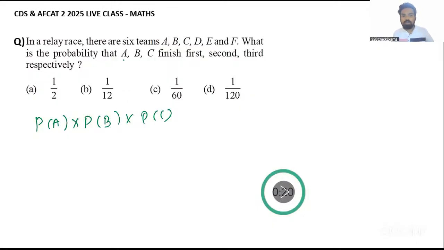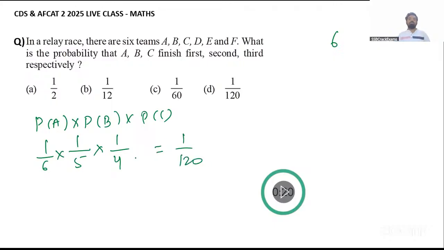So A will come first if there are 6 teams now. So if A will come first, it means that probability of winning the race by A is 1 upon 6. Now one team has already won, so only 5 are remaining. So probability that B will come at second place in that situation is 1 upon 5. Similarly, for third case, now 2 have already been removed, 4 are remaining. So it will be 1 upon 4 then. Let's multiply together and you will get the answer. It is 1 upon 120.